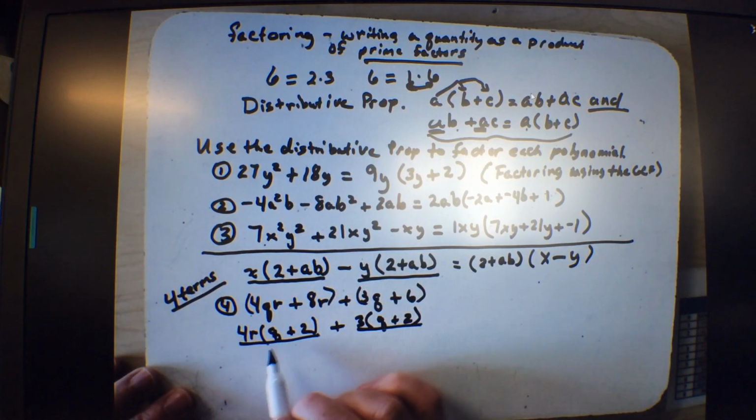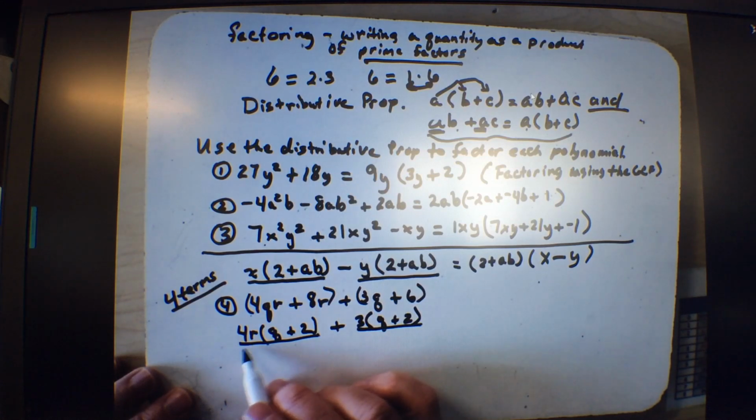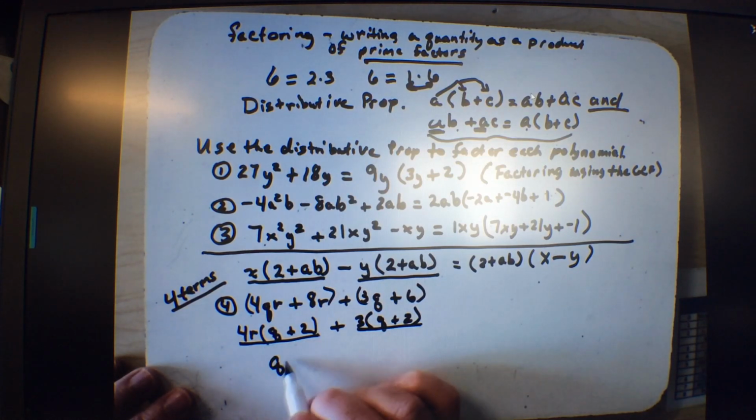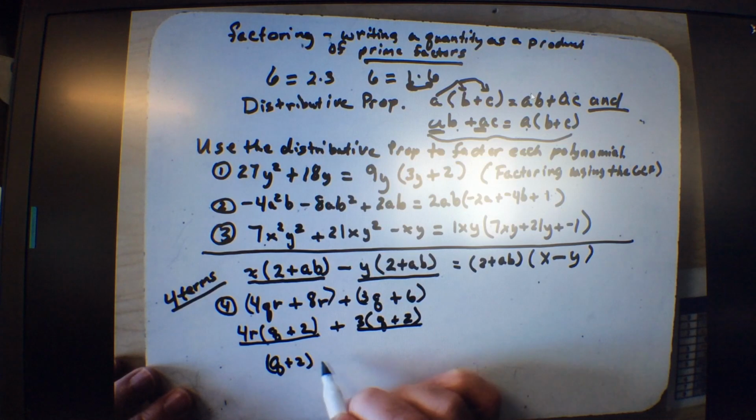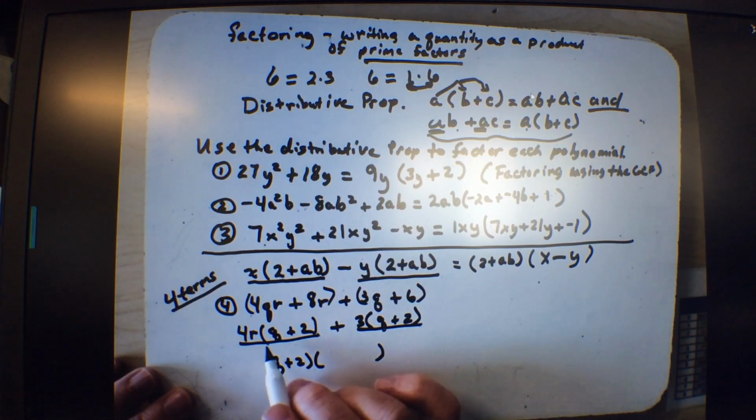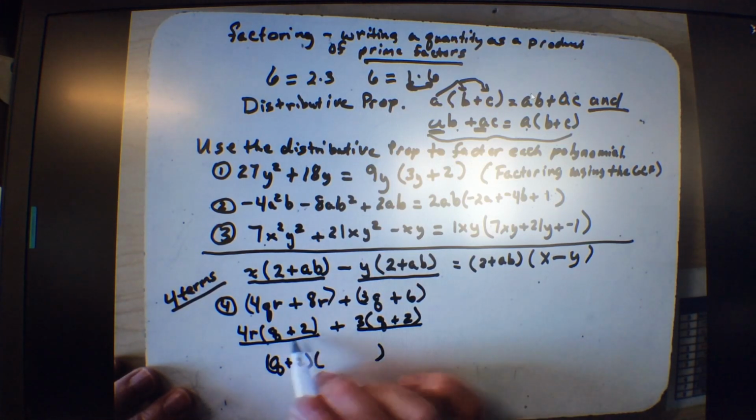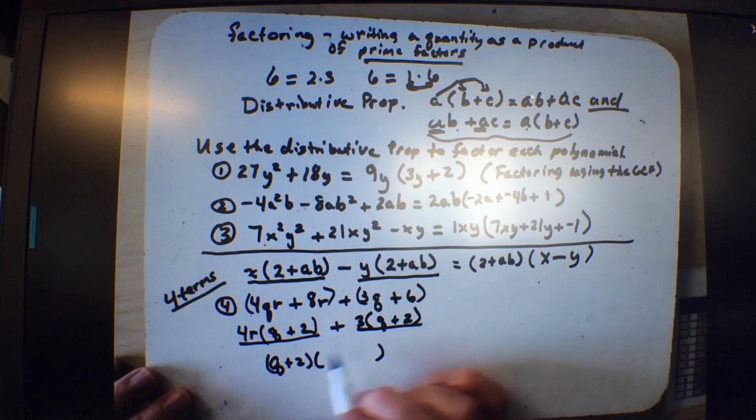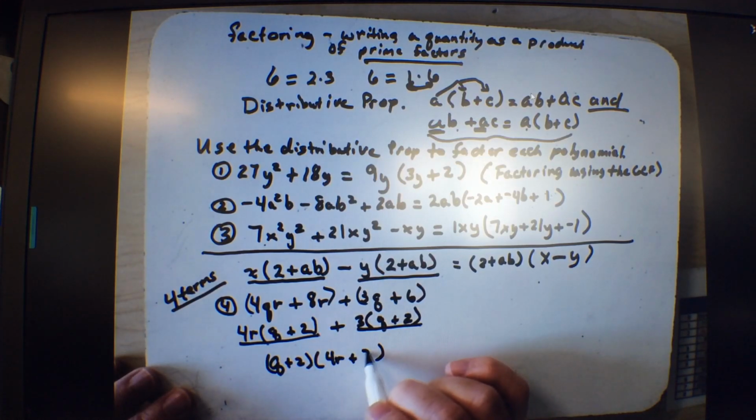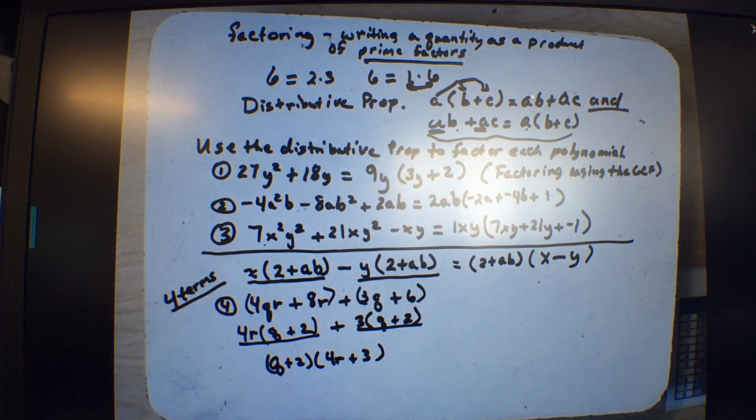So, guys, I'm going to factor out from this term a q plus 2. And I'm going to factor out, and what's left here? I'm pulling a q plus 2 from both of them. What's left here? 4r plus 3. That's my final answer.